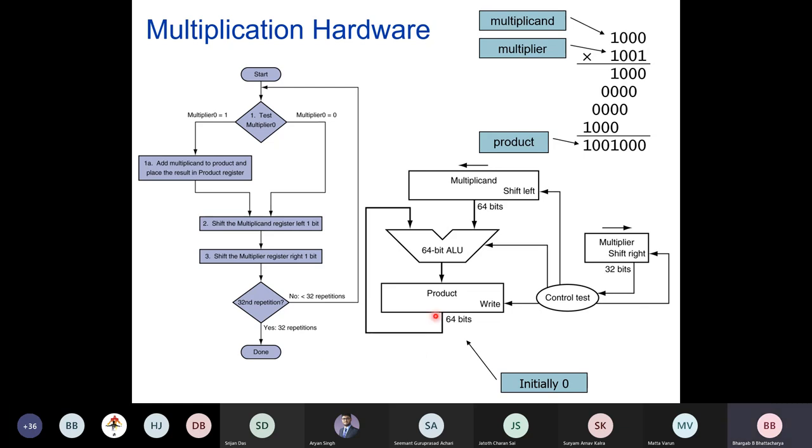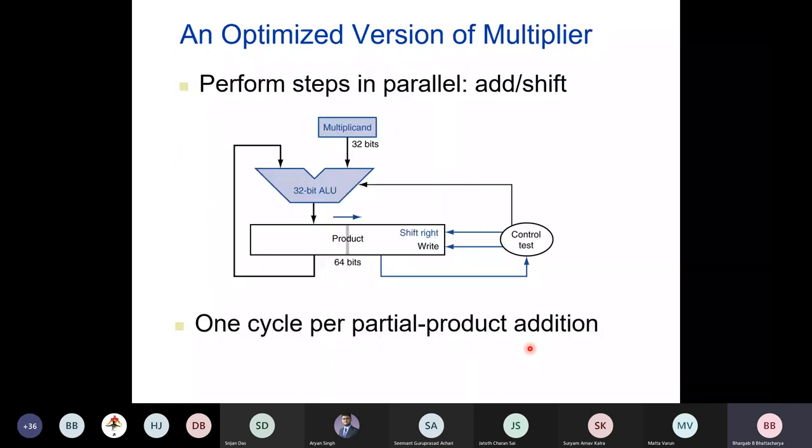So now we'll see that since you are doing 32-bit arithmetic, can you reduce the size of these two registers, this multiplicand register, and can you reduce the size of the ALU? We need to keep the product register 64-bit, that's okay, but can you still reduce the hardware for multiplicand and the ALU? And in fact, we can indeed do that. And in the next diagram, this is explained.